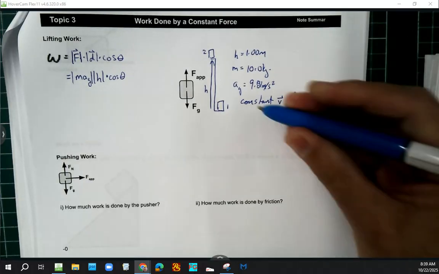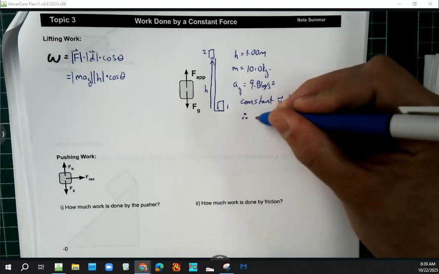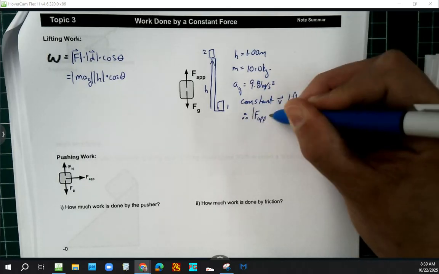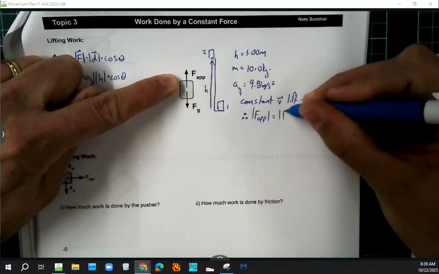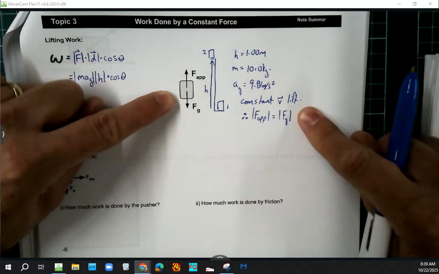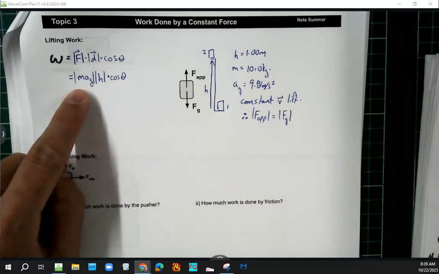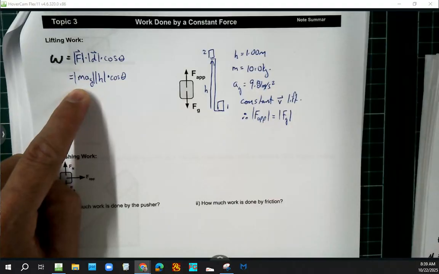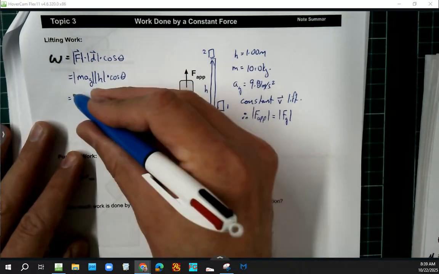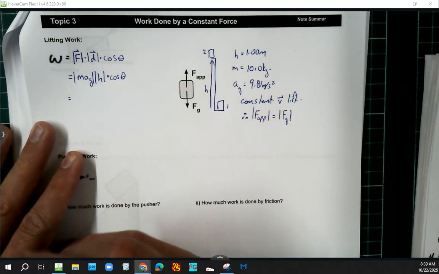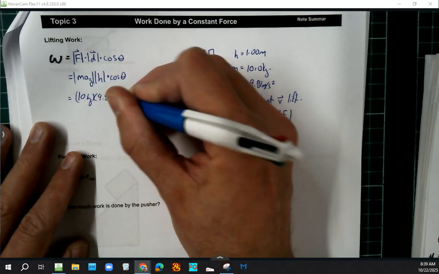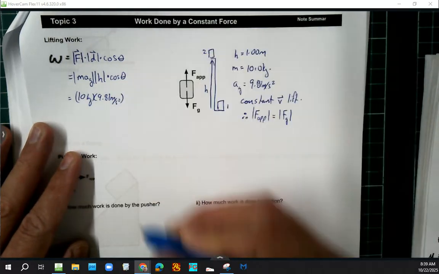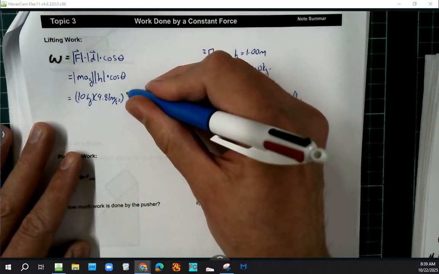If that's the case, we would make the statement that the magnitude of the F applied, as seen in this diagram, would be equal to the magnitude of the FG. Constant velocity means that the free body diagram is going to be balanced. So that's where we're getting this mag from. Another thing is, if I sub in my values, mass times 10 kilograms, 9.81, notice it's the absolute value, so I put in 9.81 meters per second squared, no plus or minus, times the height, 1.00 meters.